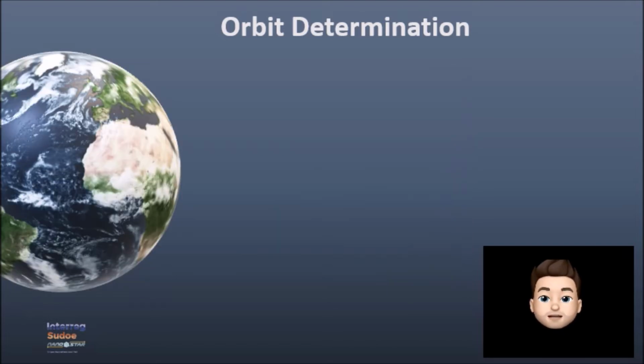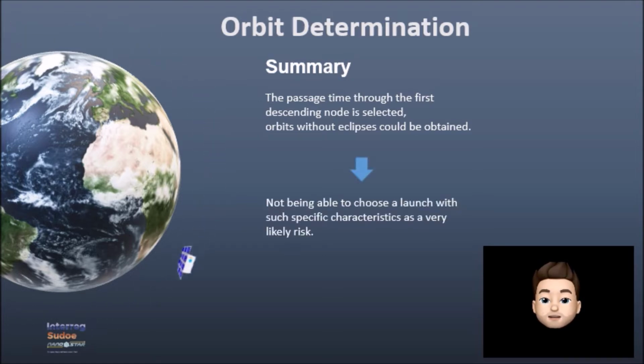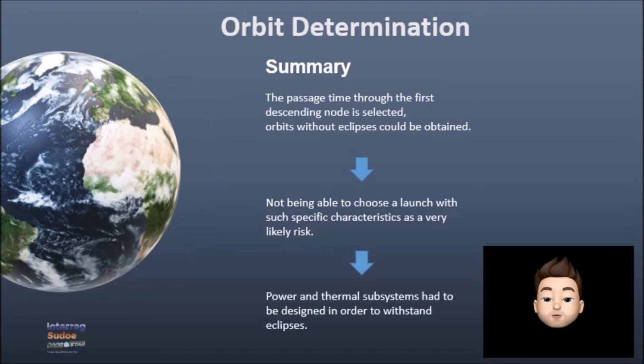The chosen option is the second one, so let's summarize. If the passage time through the first descending node is selected, orbits without eclipses could be obtained throughout the year. Although this option was the most interesting one, the StarWorms team decided to be conservative and considered not being able to choose a launch with such specific characteristics as a very likely risk. Therefore, the power and the thermal subsystems had to be designed in order to withstand eclipses, even though the nominal mission is established to not have eclipses at all.